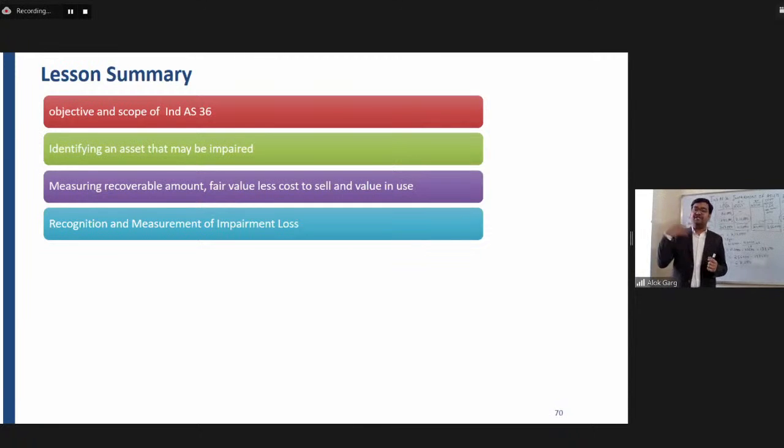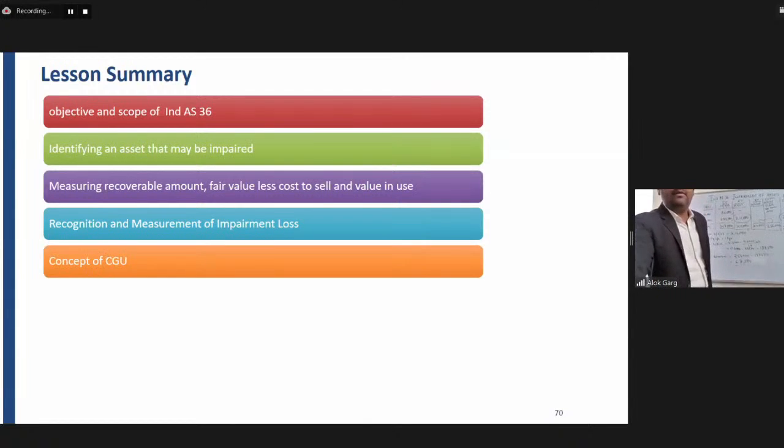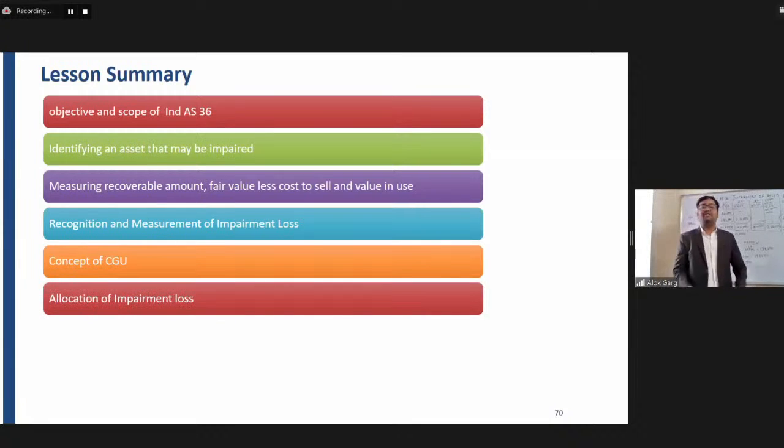In case of a CGU, we discussed that first impairment loss has to be charged on goodwill. Then on other assets, it will be on the basis of pro rata on their carrying values. Then we discussed the concept of CGU. What is the concept of CGU? It is the smallest identifiable group of assets which can generate cash flow independently. Then we discussed allocation of impairment loss.